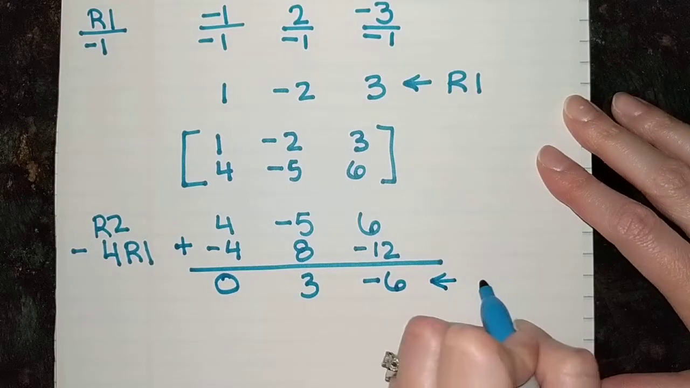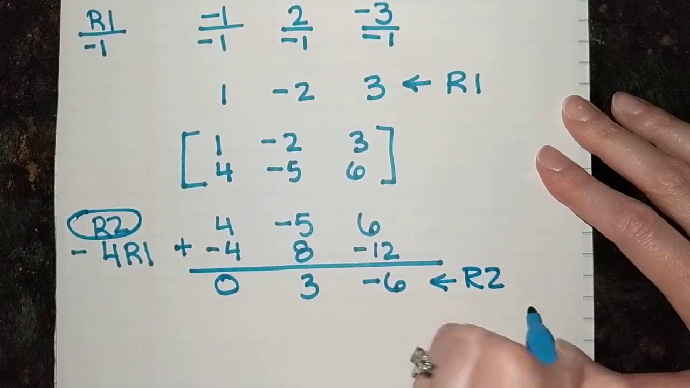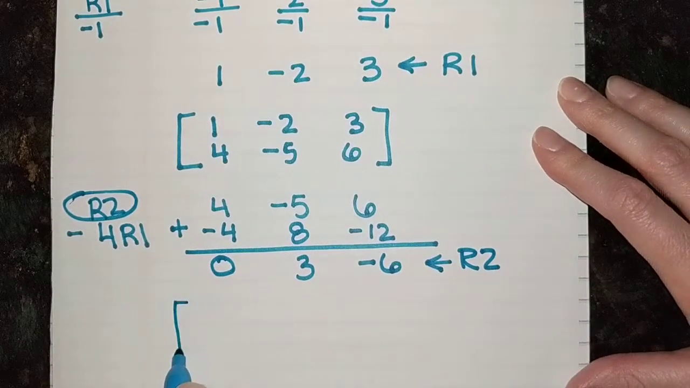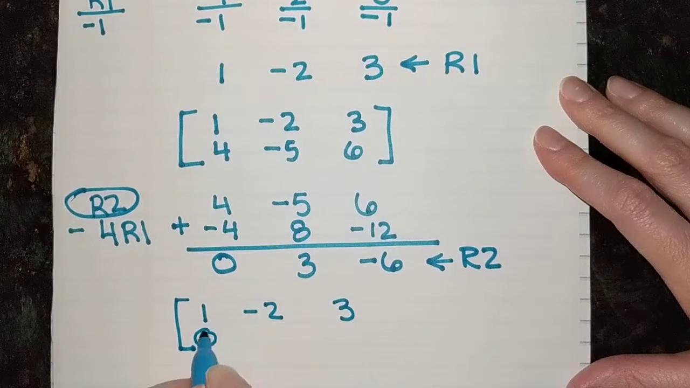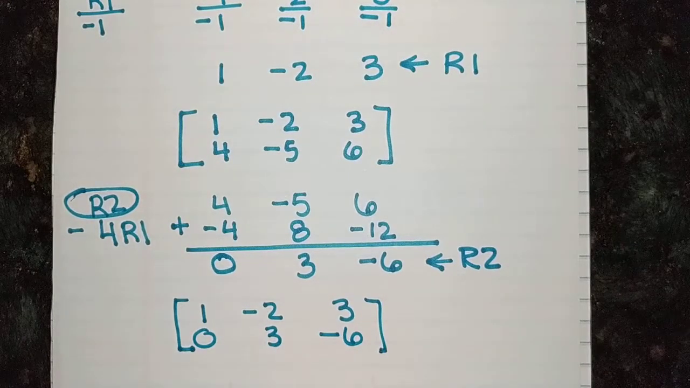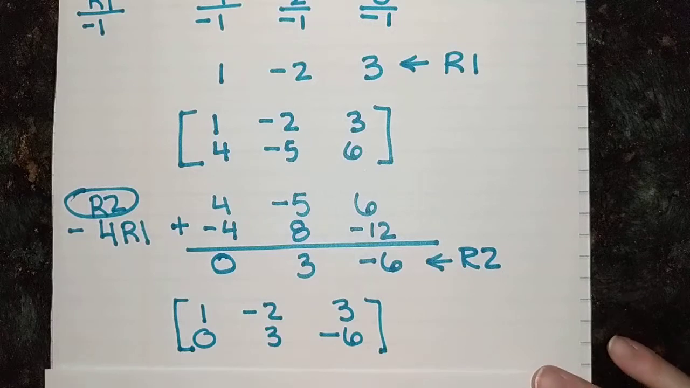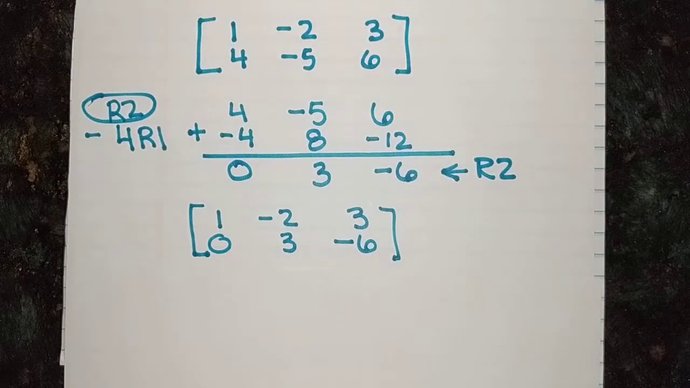Now again, this is our new row 2 because that was what we first started with. So my matrix is going to look like 1, -2, 3, 0, 3, -6. So at this point, I have column 1 done. I have the leading 1 and I have the 0 below it. So now I'm going to focus on how do I get column 2 complete.